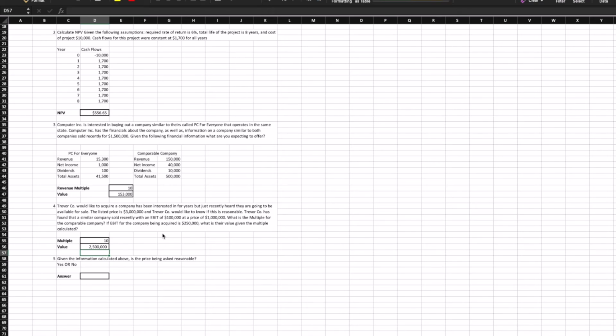So number 5, given the information calculated above, is the price asked reasonable or not? They have a list price for this company of 3 million. We calculated that it should be worth 2.5 million. So therefore, no, it is not reasonable.